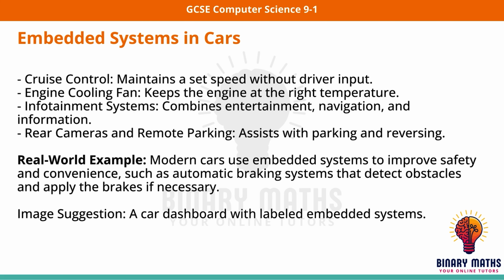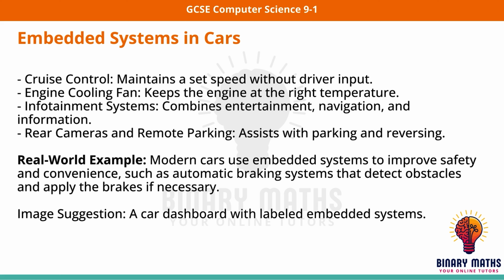Let's look at some examples of embedded systems in cars. Modern cars are packed with them. For instance, cruise control maintains a set speed without driver input. Infotainment systems combine entertainment, navigation, and information. Rear cameras and remote parking assist with parking and reversing. These systems make driving faster and more convenient.